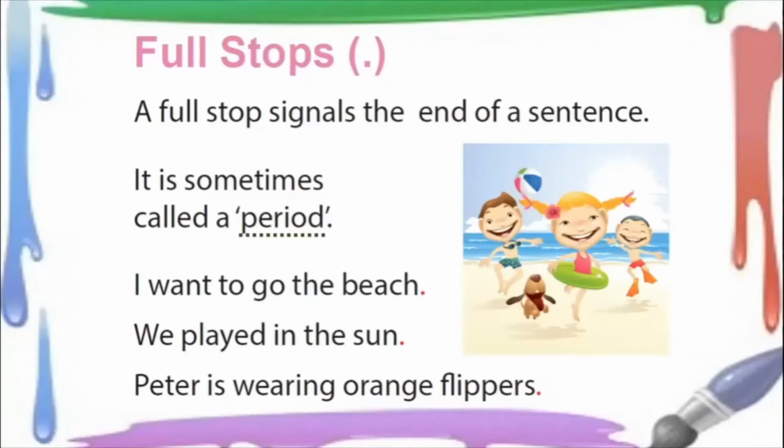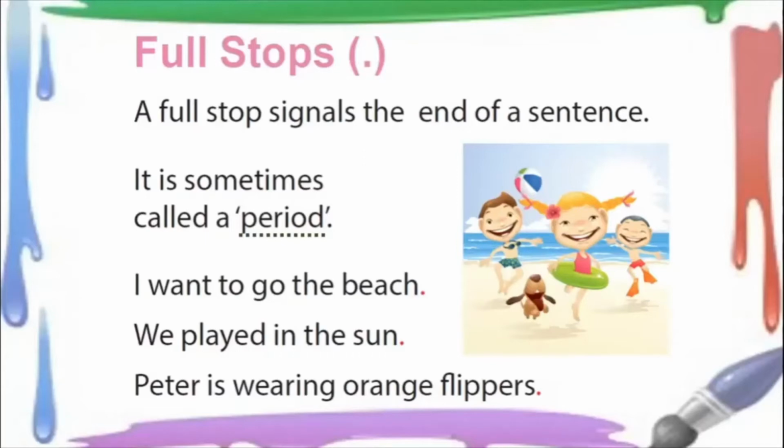Let us look at some examples now. I want to go to the beach, full stop. See, I have used a red color dot here, full stop. We played in the sun, full stop. Peter is wearing orange flippers, full stop. So this is the information that I want to give in this particular sentence.